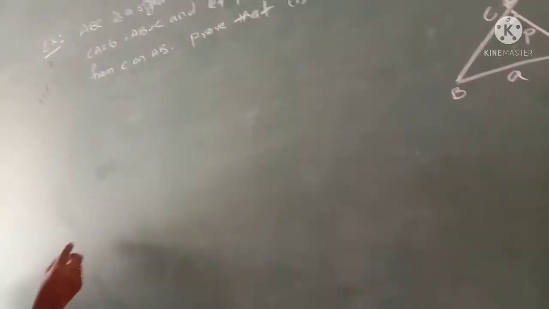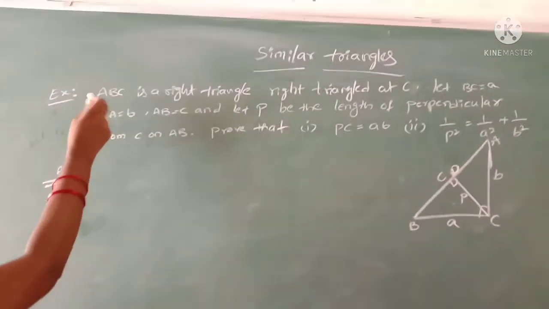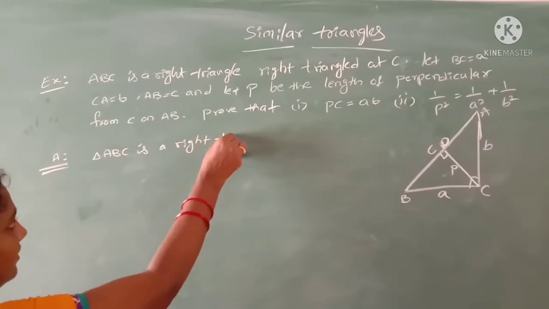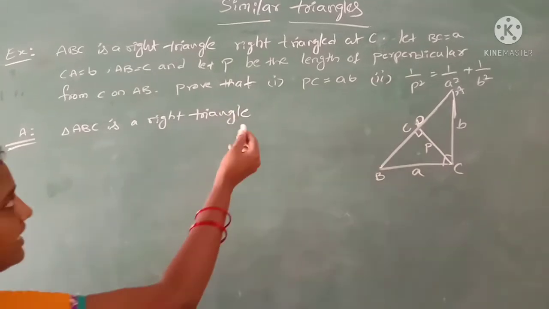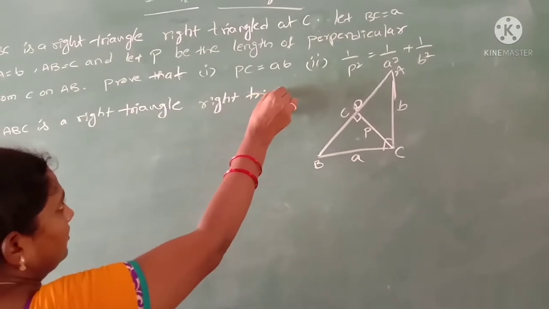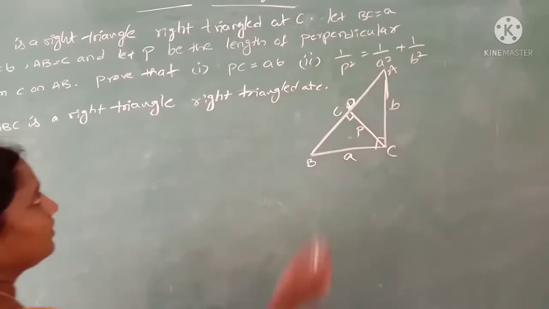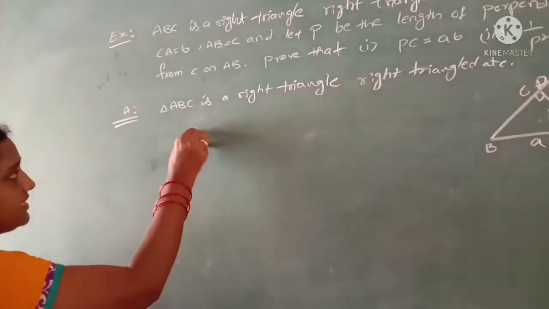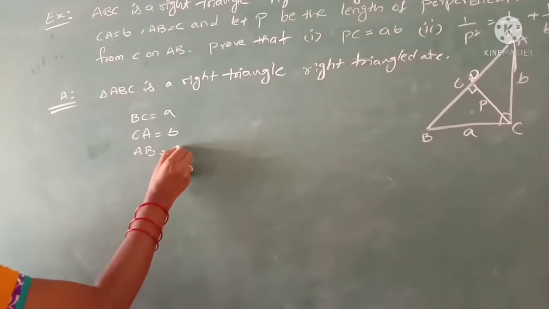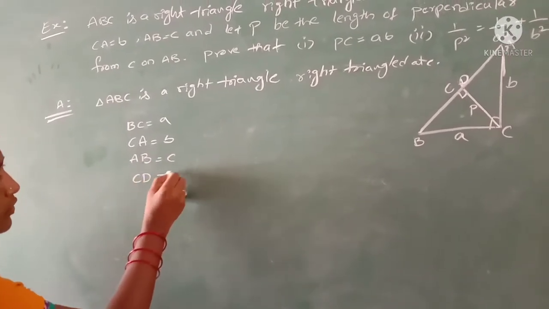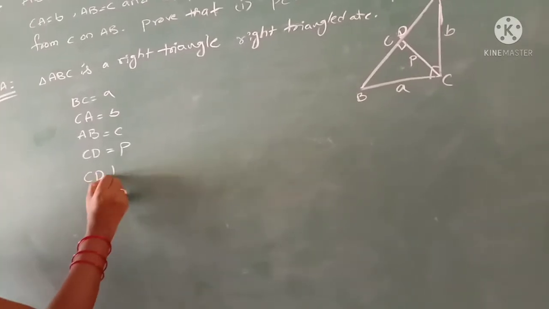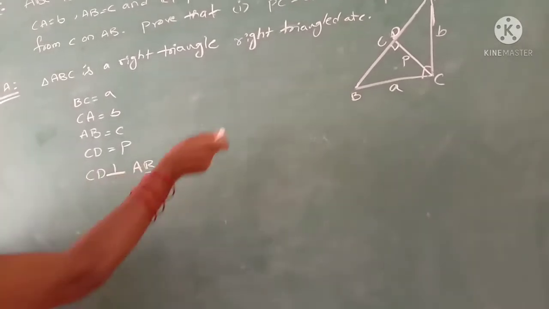Next, what is the given? Triangle ABC is a right triangle, right angle at C. Next, BC equal to small a, CA equal to small b, AB equal to small c, and CD equal to small p. CD is perpendicular to AB.